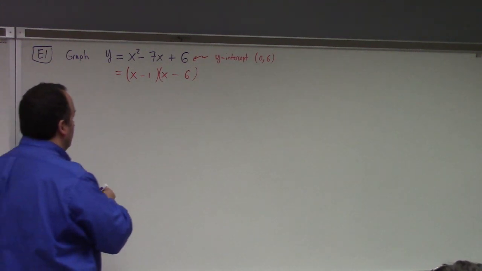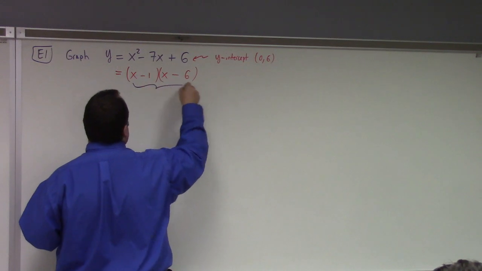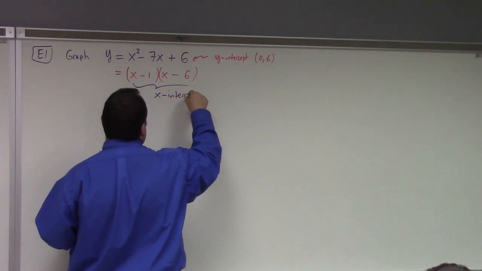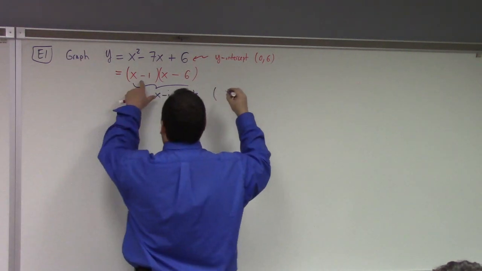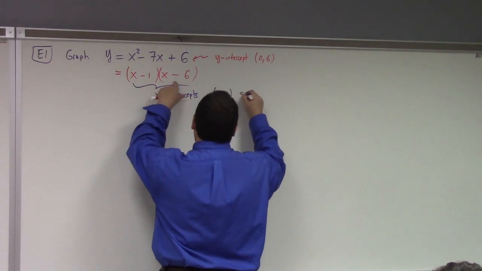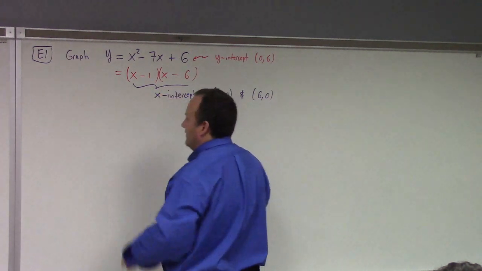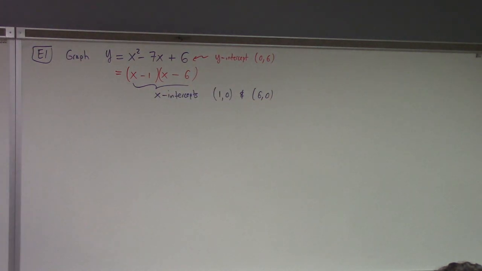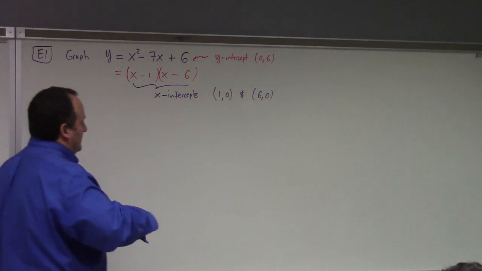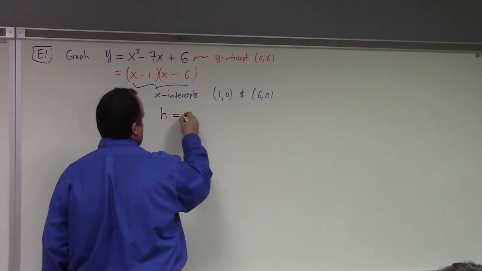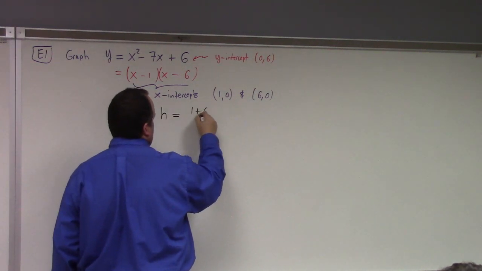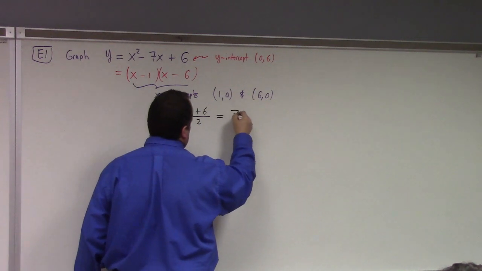So what are the x-intercepts? From this one, 1, 0. From that one, 6, 0, right? Where's the vertex? If we know the x-intercepts and the y-intercept and the vertex, then we can make a really good graph, right? So how would you figure out the vertex? Where is it? My usual notation is h equals, what do we got, 1 plus 6 over 2. Apparently the vertex is at 7/2.